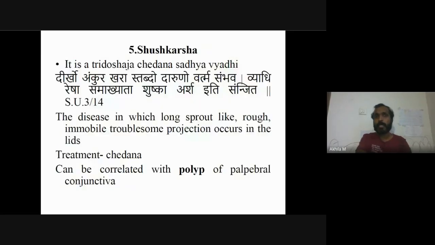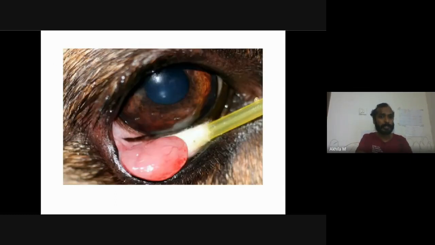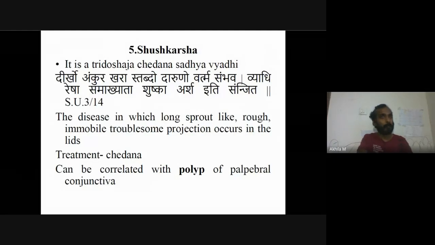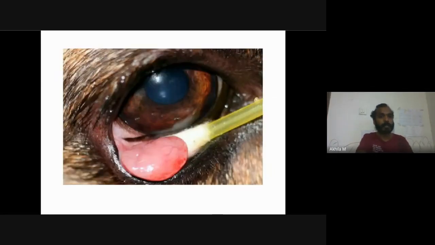Shushka Arsha type of eruption: polyp-like eruption from the palpebral conjunctiva. It is a long, sprout-like, rough, immobile eruption like a polyp, commonly arising from the palpebral conjunctiva. This type of eruption is called Shushka Arsha. A polyp of the palpebral conjunctiva can be correlated with Shushka Arsha.